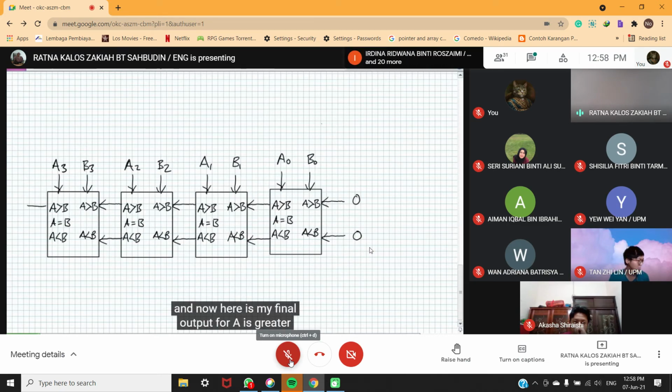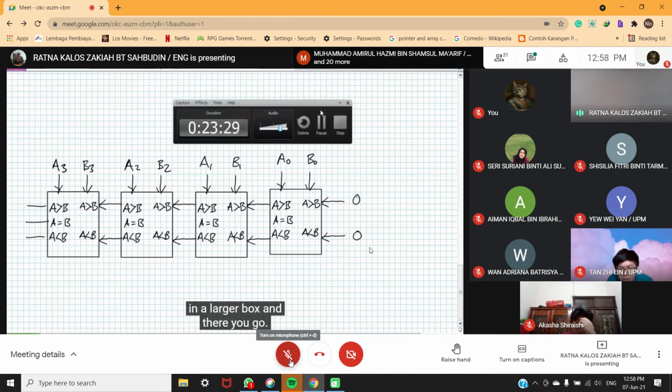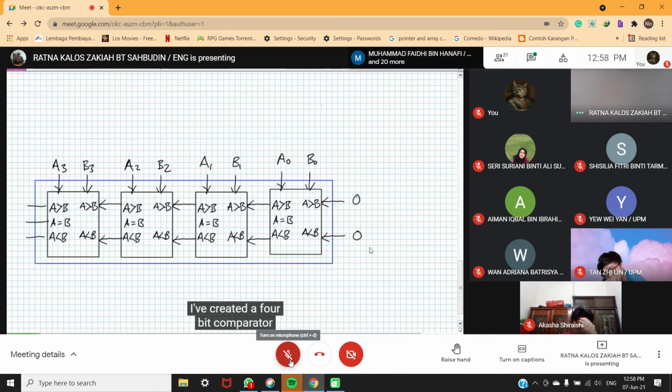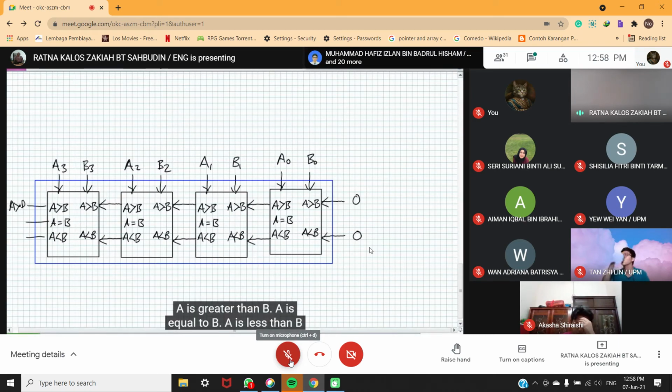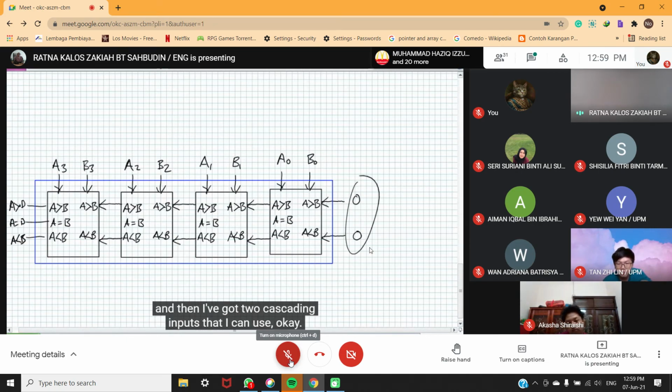And now here is my final output for A is greater than B. Here is my final output for A is less than B. And then, again, looking from the outside world, here is my output for A equals B. What I'm going to do is basically put this thing in a larger box. And there you go. I've created a 4-bit comparator where I've got 3 outputs: A is greater than B, A is equal to B, A is less than B. And I've got my 4 inputs for 2 numbers. So let's say I've got 2 4-bit inputs, and then I've got 2 cascading inputs that I could use.